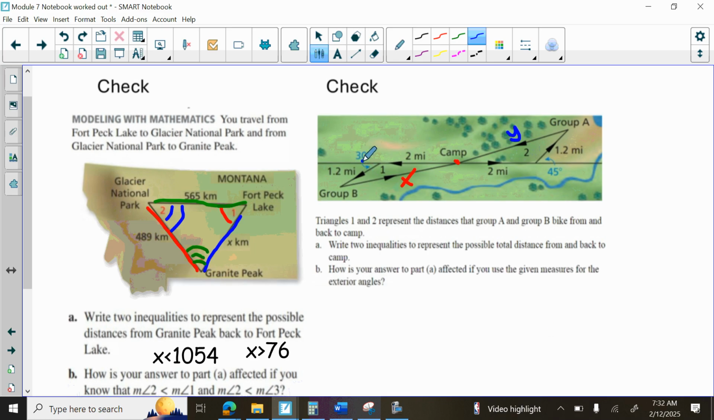So this angle here is 30 degrees. What would be the measure of this angle here? What would it be? 150. That's right. That would be 150.